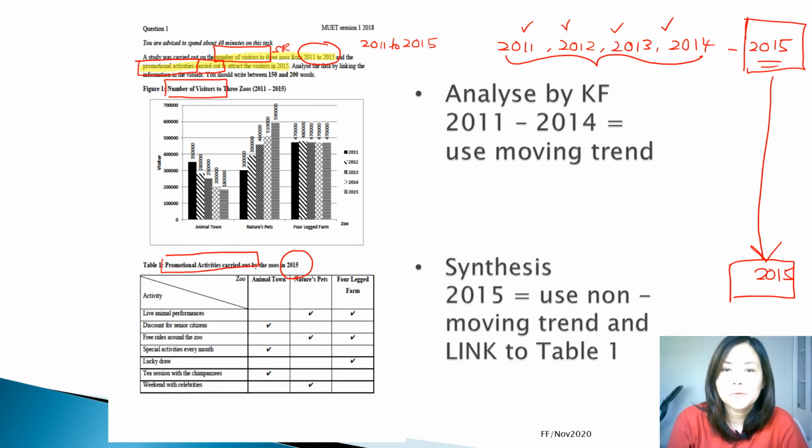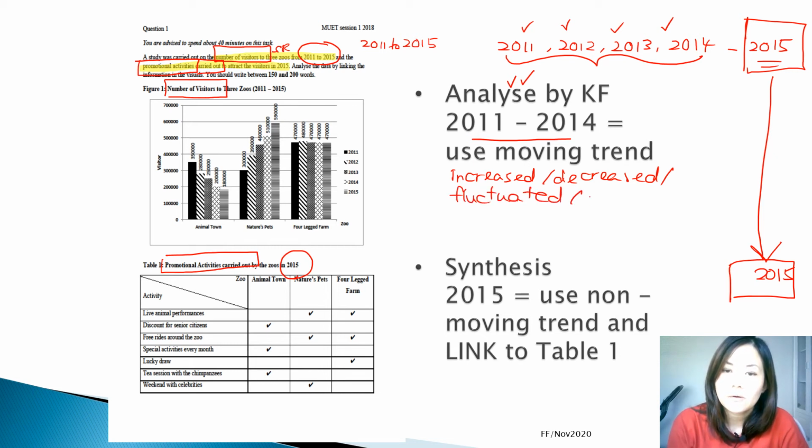But you can still analyze the key features from 2011 to 2014 using moving trend. What is moving trend? Moving trend is increased, decreased, fluctuated, or remain unchanged. So these are the moving trends.